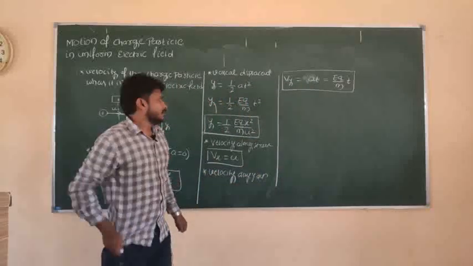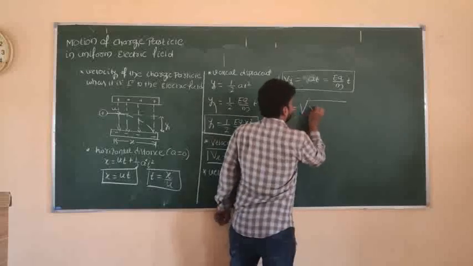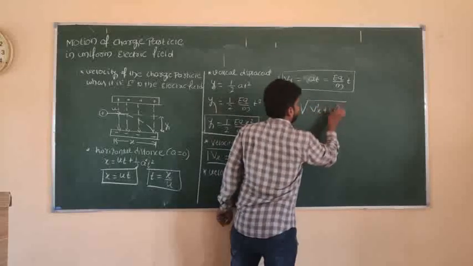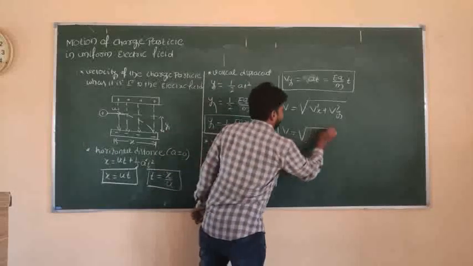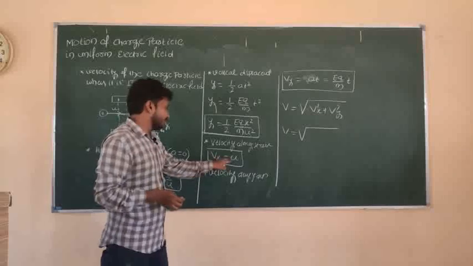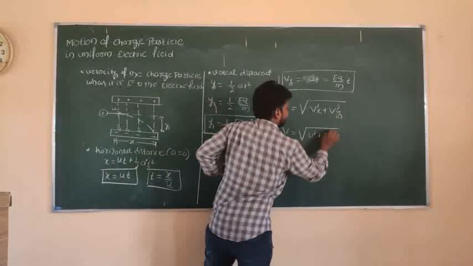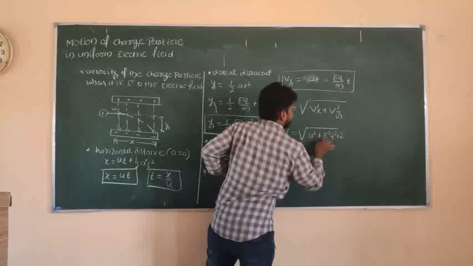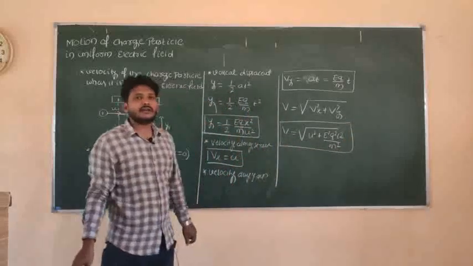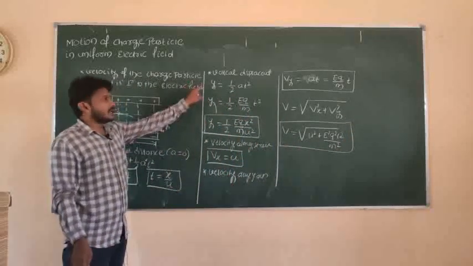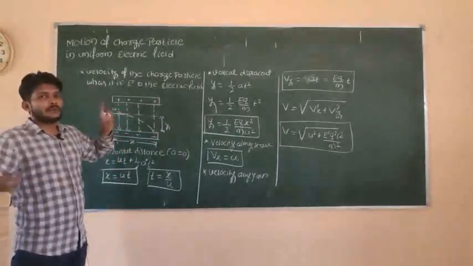What about the resultant velocity then? The resultant velocity v is equal to the square root of v square of x plus v square of y. So v is equal to the square root of u square, plus v square of y, which is E square q square t square by m square. So this is the required equation for the resultant velocity when the charged particle is moving perpendicular to the direction of the electric field. Hope you understand these things.